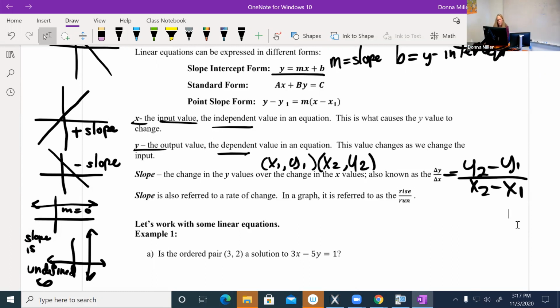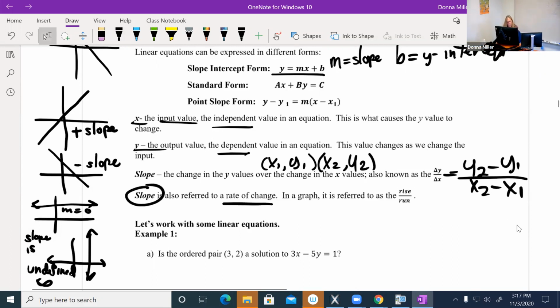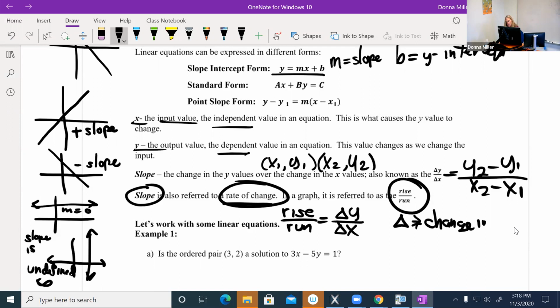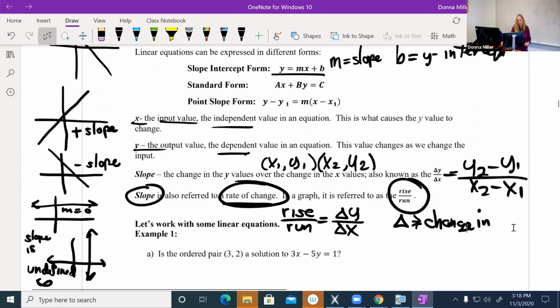All right, another word for slope is rate of change. When you hear the rate of change, how fast is this changing? It's the slope, all right? Looking at a graph, we look at slope as rise over run, or in other words, we call it the change in y over the change in x. And delta means change. Okay, that's the Greek letter delta. So the slope is the change in y over the change in x. It's how fast y is changing as x is changing.